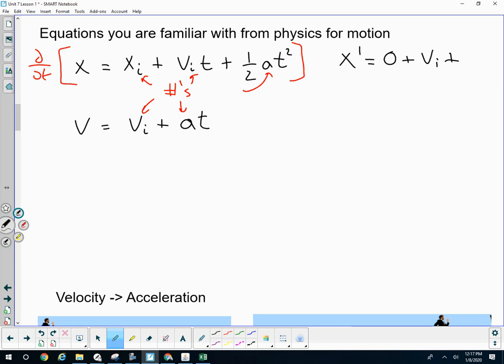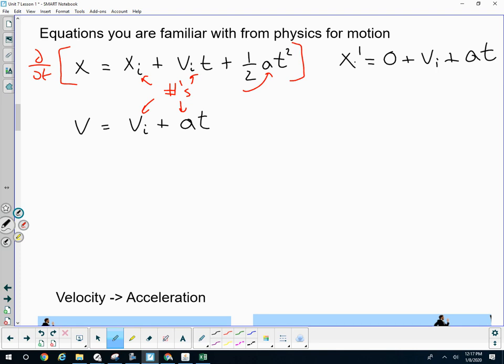Now, the derivative of 1/2 at squared. 1/2 and a are just numbers. t squared. What is the derivative of t squared? 2t. So 2 times 1/2, gone. 2 times 1/2 at, I just have a t. X prime is the same as v.